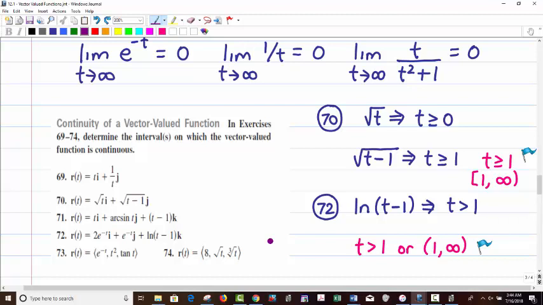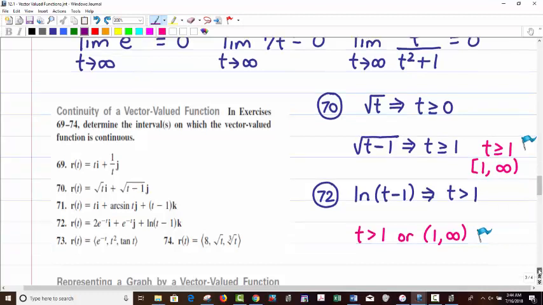So same idea. We've got a square root of t and a square root of t minus 1. So we have t greater than or equal to 0, t greater than or equal to 1. I didn't even draw these out, but obviously they both would start at 1. You can't use anything between 0 and 1 because it would not work here. So that function is going to be continuous from 1 to infinity.